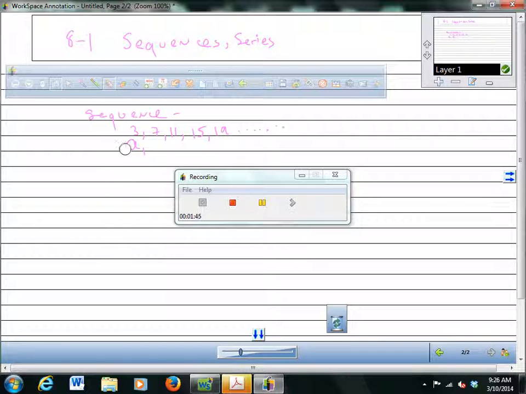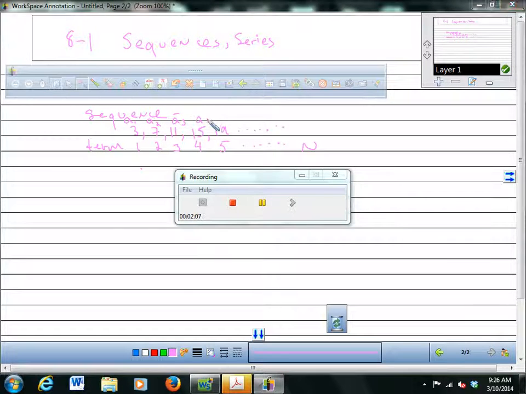the term. So this is the term 1, 2, 3, 4, 5, until you get to the nth term. And this you would call a sub 1, a sub 2, a sub 3, a sub 4, and so on like that until you get to a sub n.